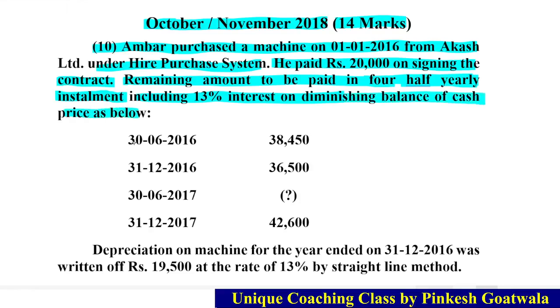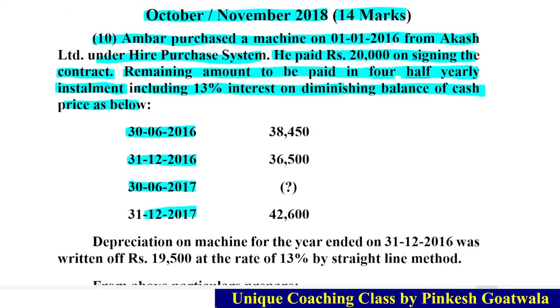Look here, the dates of installment: 30th June 16, then 31st December 16, then 30th June 17 and 31st December 17. So here he paid installment every 6 months. Now here again the same twist: cash price is not given, and one installment is also not given, but the rate of interest is given.